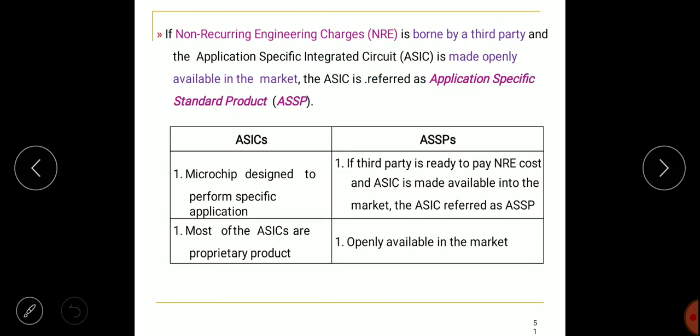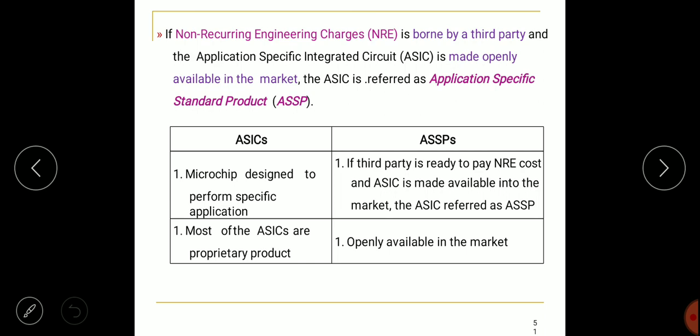And next point, when the non-recurring engineering charges are borne by a third party and the application specific integrated circuit is made openly available in the market, the ASIC is referred to as an application specific standard product. So this is another important chip type available in the open market. So let us see the differences between ASIC and ASSP, two differences are mentioned. Just read it out. A microchip designed to perform a specific application. I already told that.